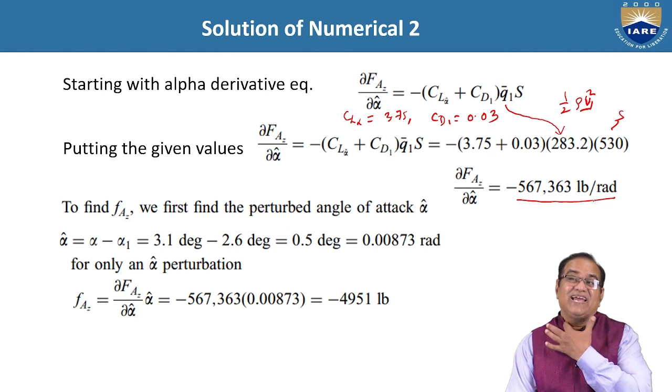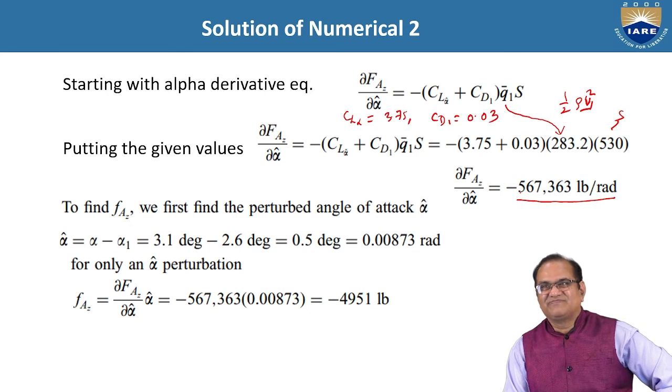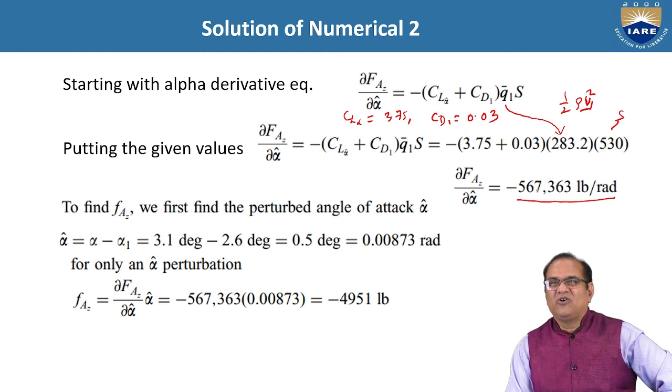Means per radian angle deflection, this much pounds of load is generated in the minus z direction. I think you all are aware of the meaning of minus z and plus z. So now we have to find out a perturbed FAZ. We first find the perturbed angle of attack, alpha cap, which is equal to alpha minus alpha 1.